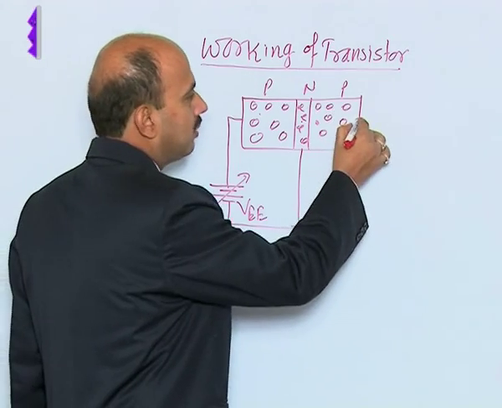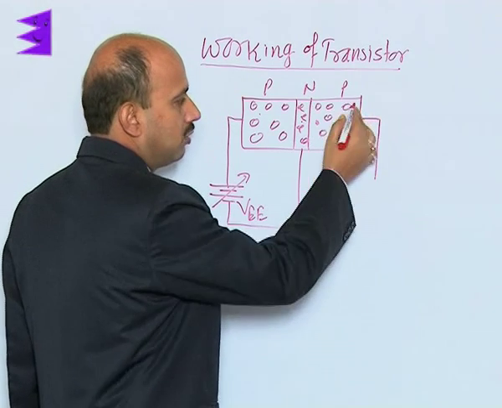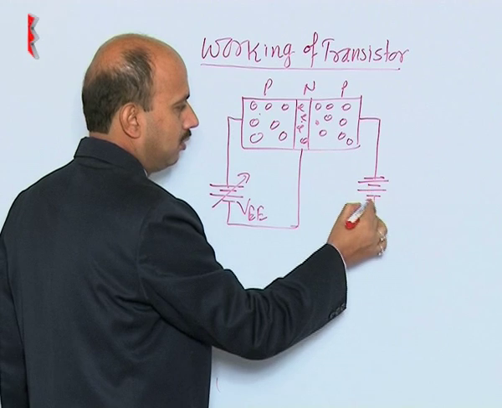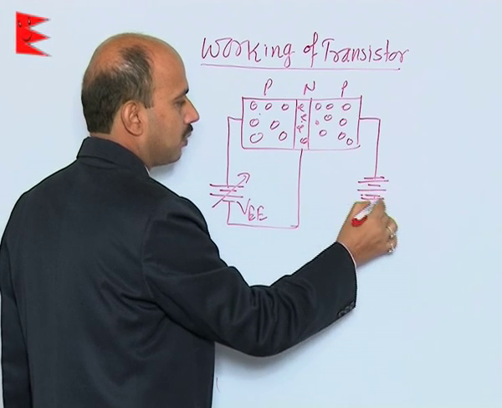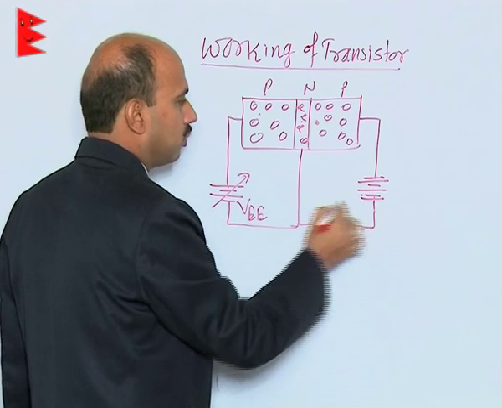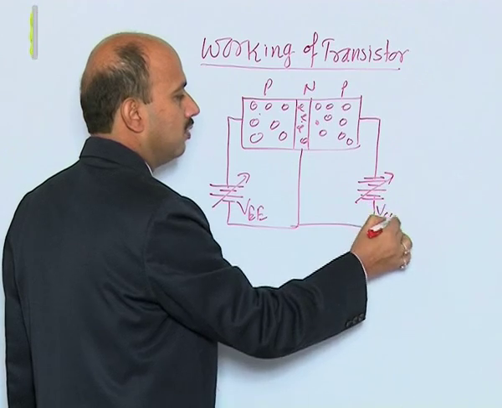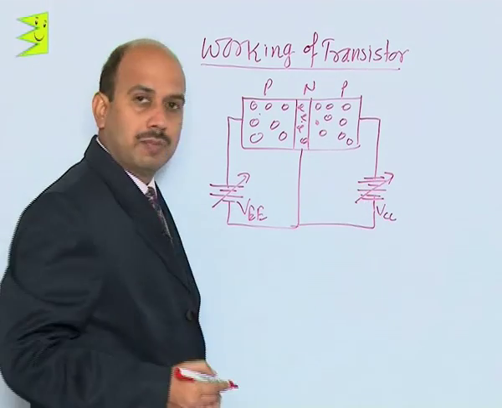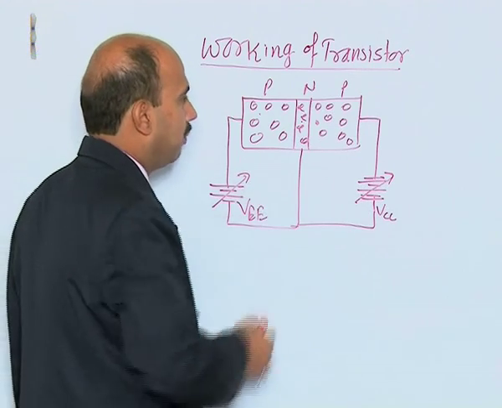Now the collector base junction is in reverse bias. So this is P, and reverse biasing means negative, positive, negative like this here, and this is connected to this. This battery is known as VCC. So this is in reverse bias, and this here is the base.